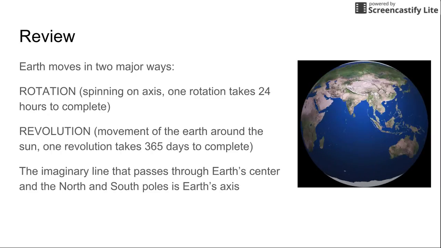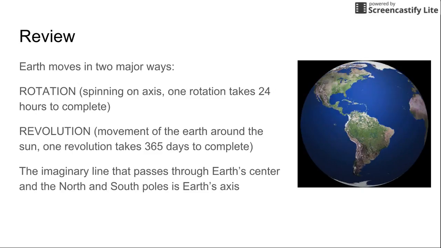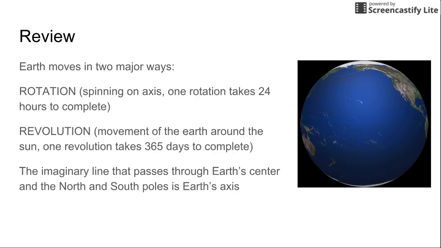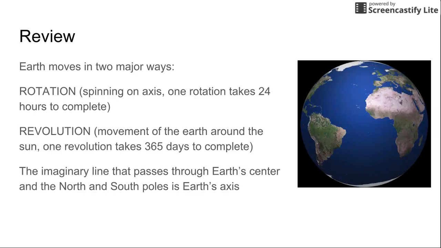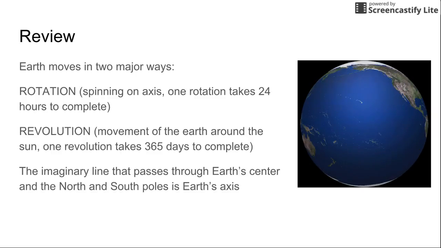And it also revolves. The movement of the Earth around the sun is called a revolution, and one revolution takes 365 days, or 1 year, to complete. There's an imaginary line that passes through the Earth's center and the North and South poles, and this is what we call the Earth's axis.